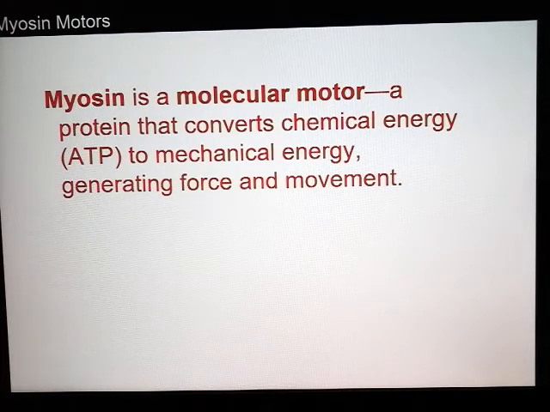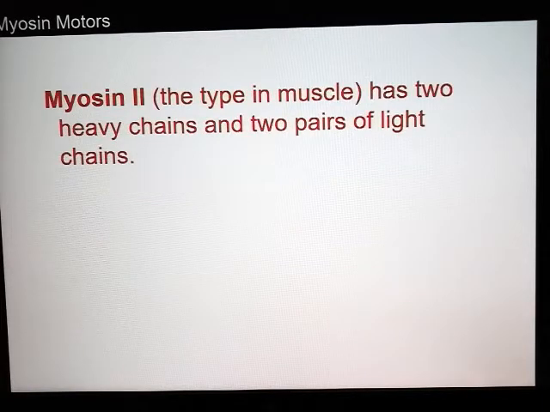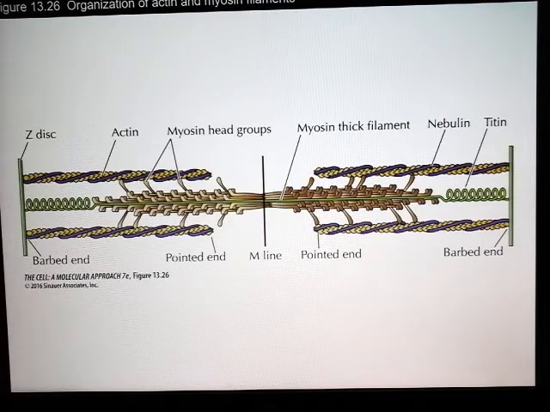Myosin, I think you guys have all at least heard of that. It's a molecular motor, and it's a protein that converts chemical energy, ATP, into mechanical energy, and that generates force and movement. Myosin 2 is the type in the muscle, and it has 2 heavy chains and 2 pairs of light chains. And here's just an example of that.